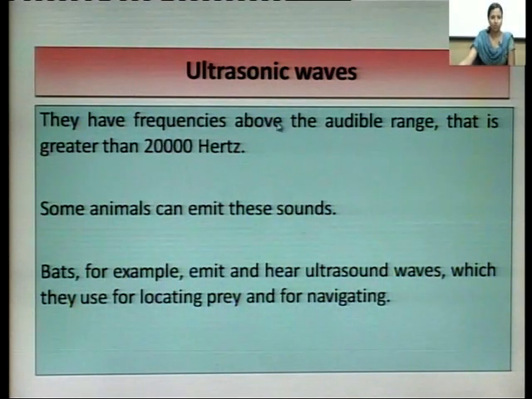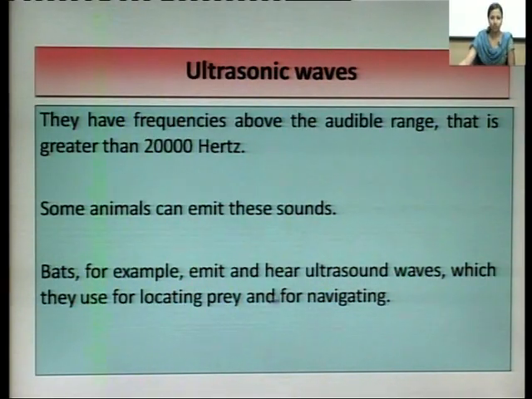And the last type is ultrasonic waves. Ultrasonic waves have frequency above the audible range, that is above 20,000 hertz or 20 kilohertz. These are called ultrasonic waves, which we study in detail in this lecture. Ultrasonic waves have frequency greater than 20,000 hertz, and some animals like bats can emit these sounds.